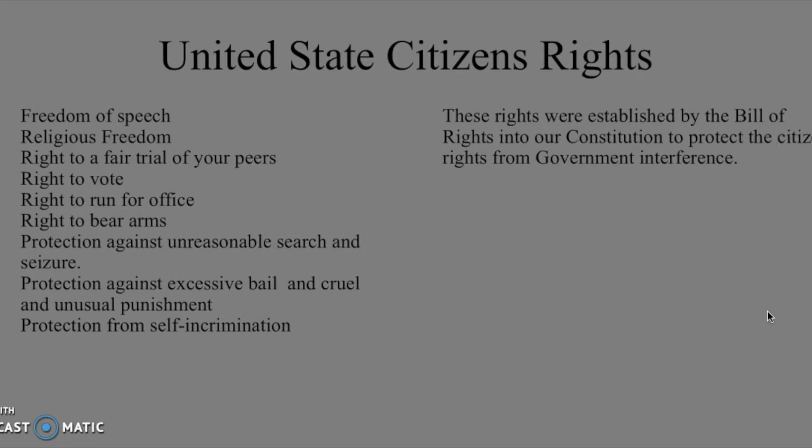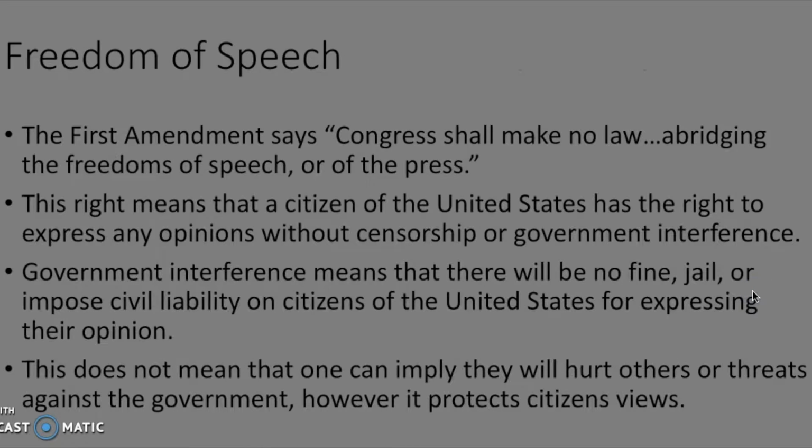So these rights include freedom of speech, religious freedom, right to a fair trial of your peers, the right to vote, the right to run for office, the right to bear arms, protection against unreasonable search and seizure, protection against excessive bail and cruel and unusual punishment, and protection from self-incrimination. The first right we will be discussing is the freedom of speech.